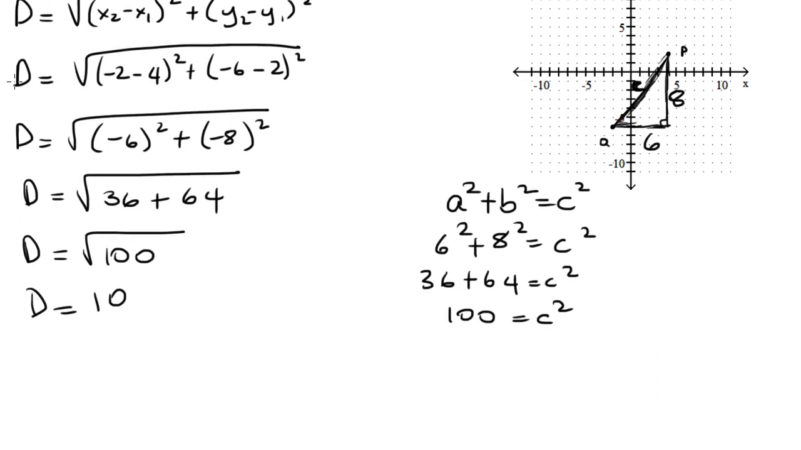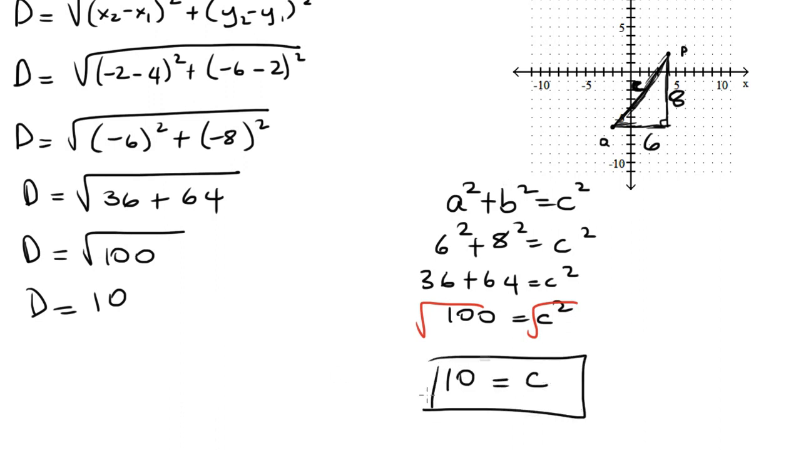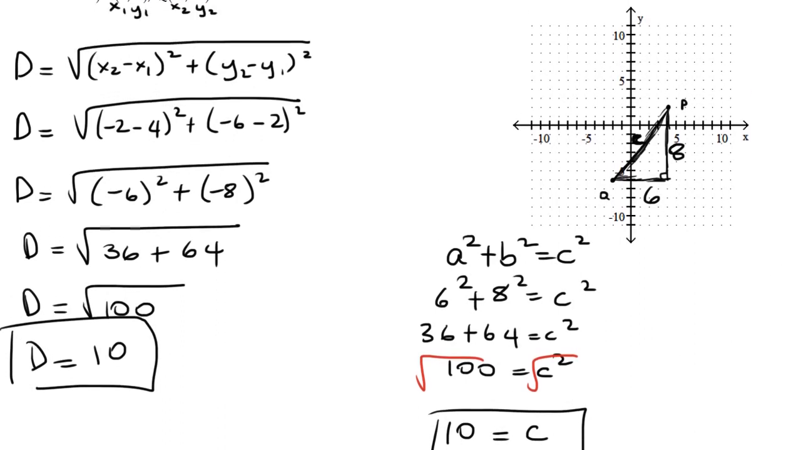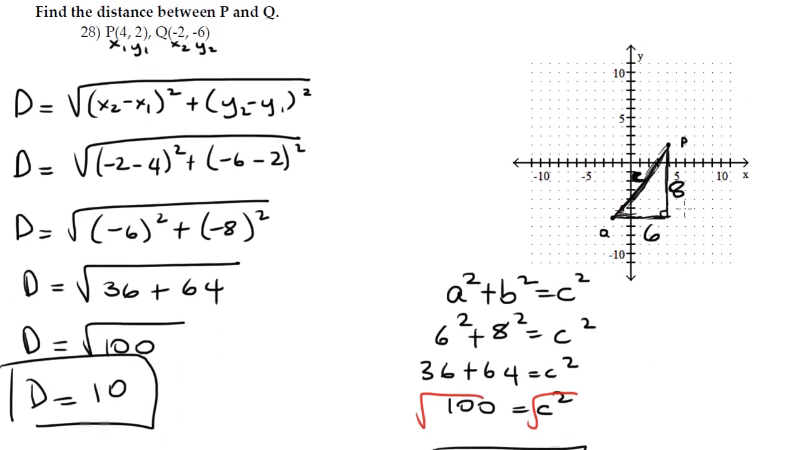So if I want to find C, I'm taking the square root of both sides. I want the positive square root because we're talking about distance. So 10 equals C. Either way, you'll get the distance between those 2 points, or the length of the segment that joins those 2 points, as 10.